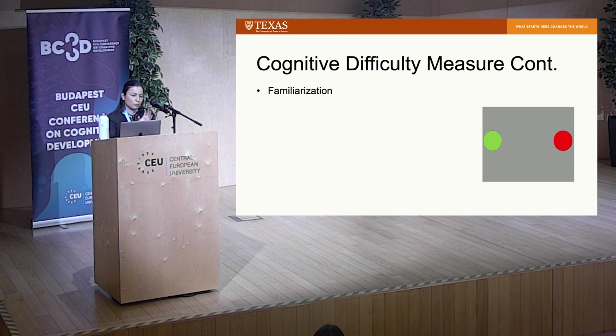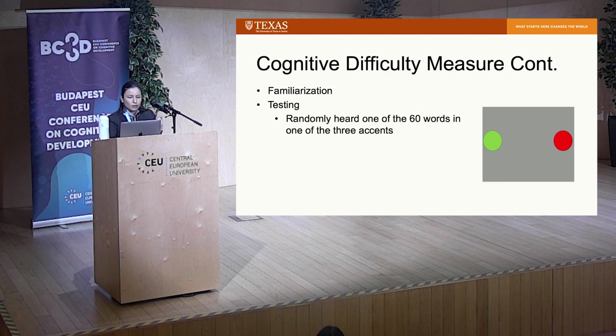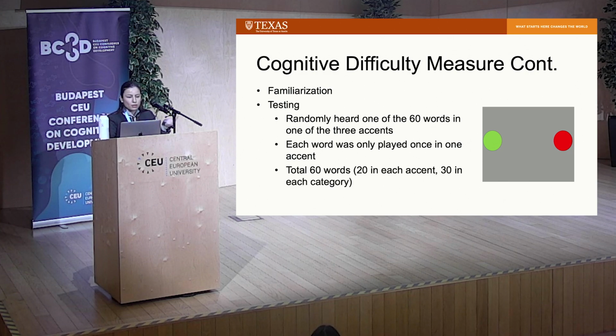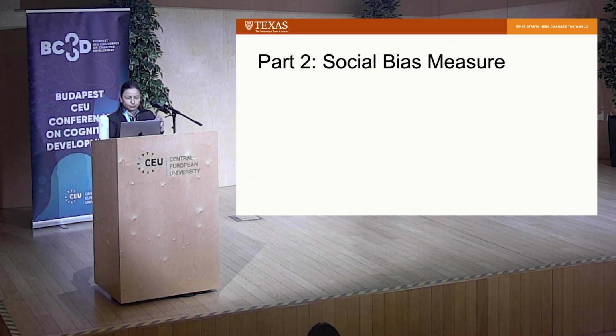We explained in the familiarization phase that the blue was for living things and the red was for non-living things, and kids had time to practice and make sure that they understood the task. And then they randomly heard one of the 60 words in one of the 3 accents. If they already heard the word butterfly, which was going to be my sample word, then they didn't hear that word in any other accents anymore. So each word was only played once, and then in total they heard 20 in each of the accents, 30 in each category, so I could create composite scores by accents.